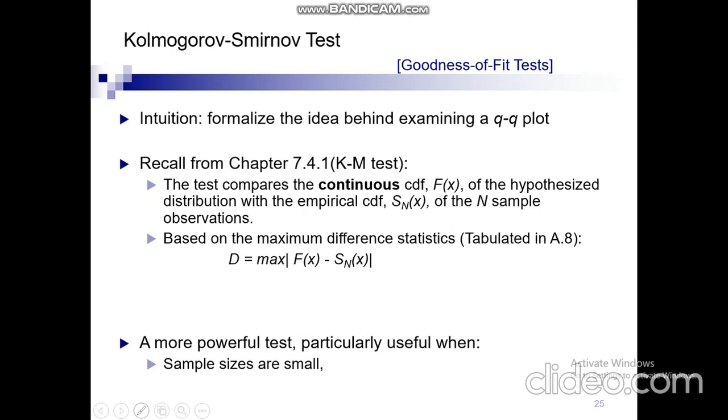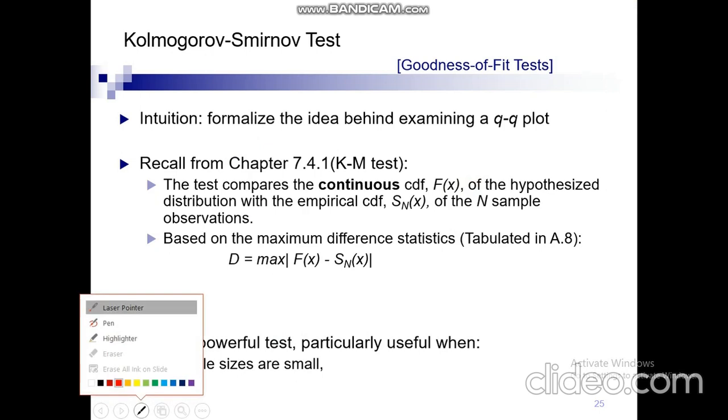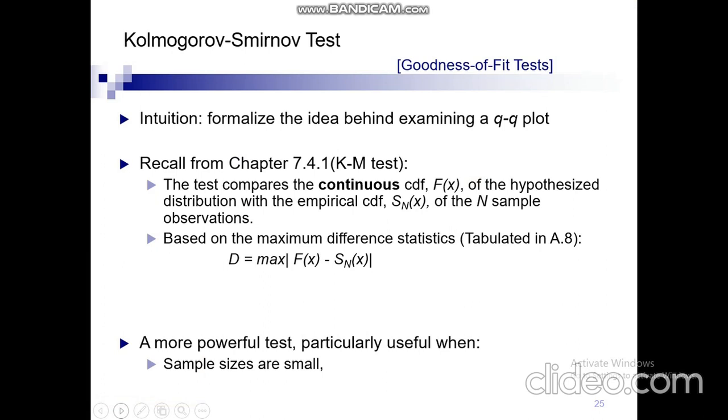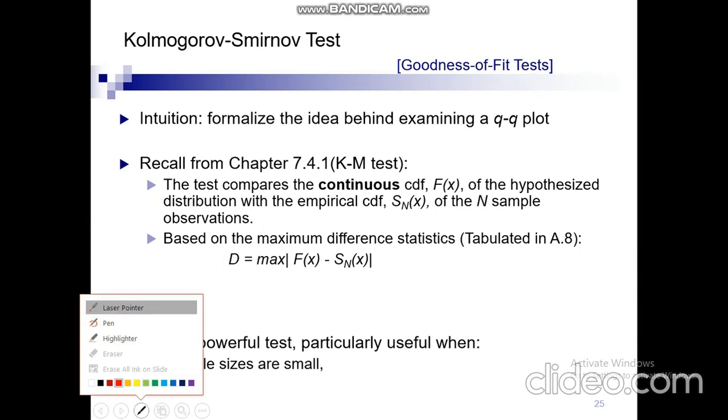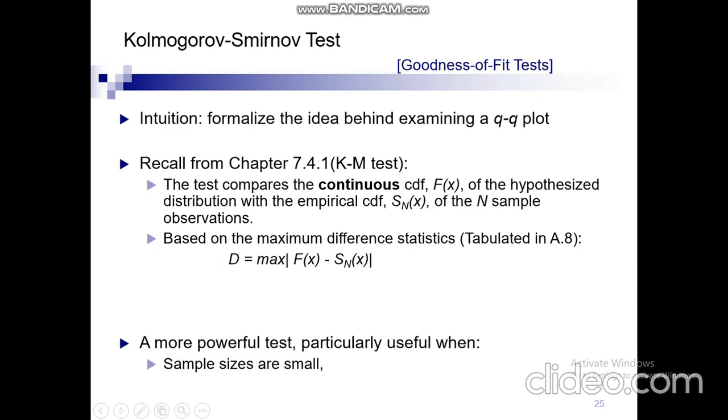So the test compares the continuous CDF, represented by capital F of x, whereas lowercase f of x represents the PDF. You have to know this particular notation. It is a hypothesized distribution compared with the empirical CDF. The empirical CDF is represented as Sn of x for n sample observations. Based on the maximum difference statistic, tabulated in table 8.8, we get D, the deviation, equal to max of F of x minus Sn of x.